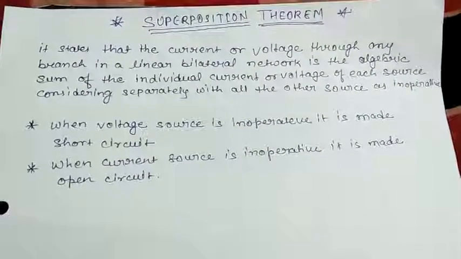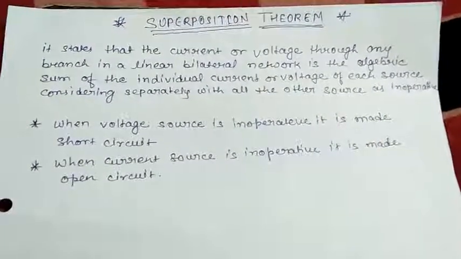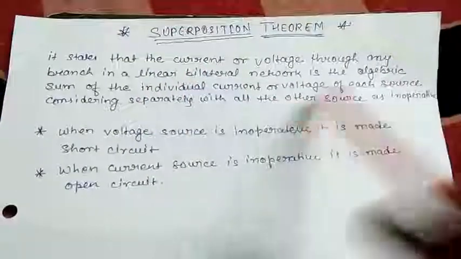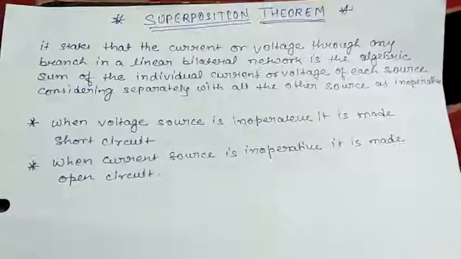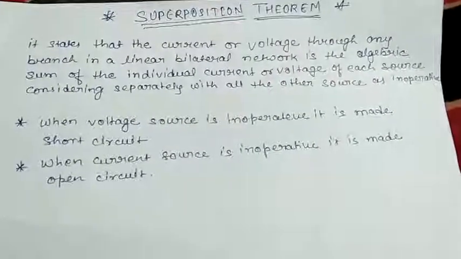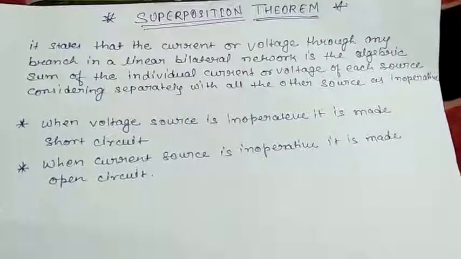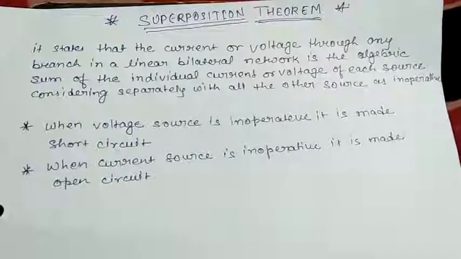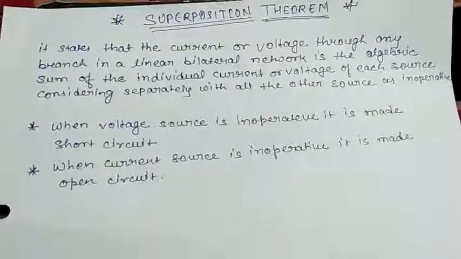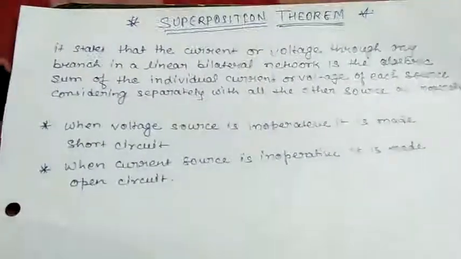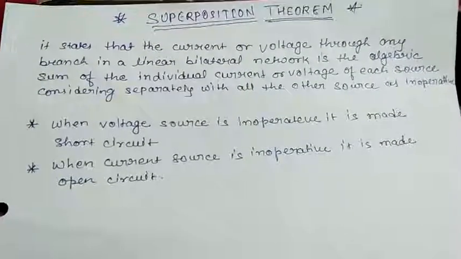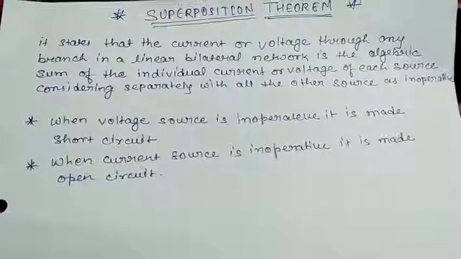Okay, now what is a linear bilateral network here? As mentioned in the definition of the theorem, it is applied in a linear bilateral network. So what is a linear bilateral network? A network consisting of linear elements, where if the polarity of the voltage applied across the network is changed and the magnitude of the currents in the network remains the same, is considered a linear bilateral network. And when you plot a VI graph, that means a graph between the current and the voltage, you will find a linear graph. So this is a linear bilateral network.